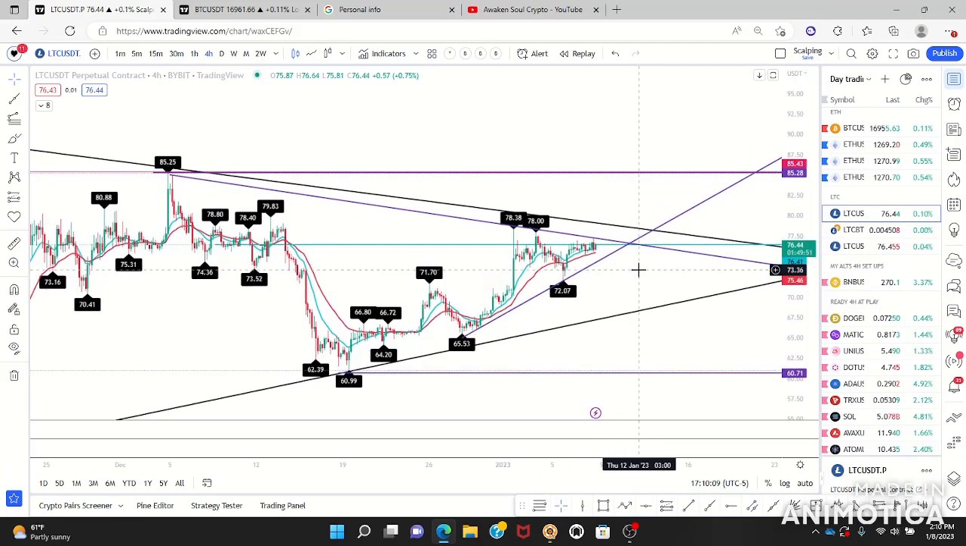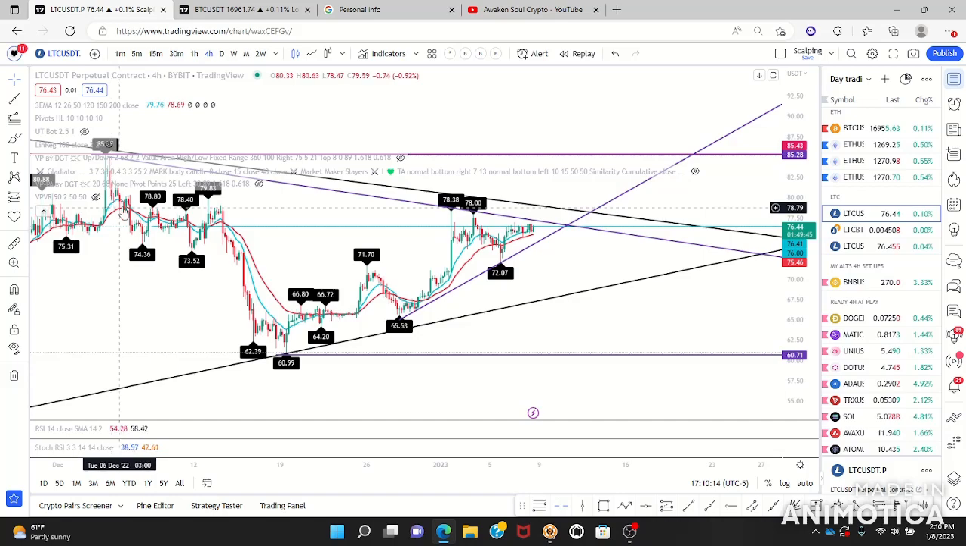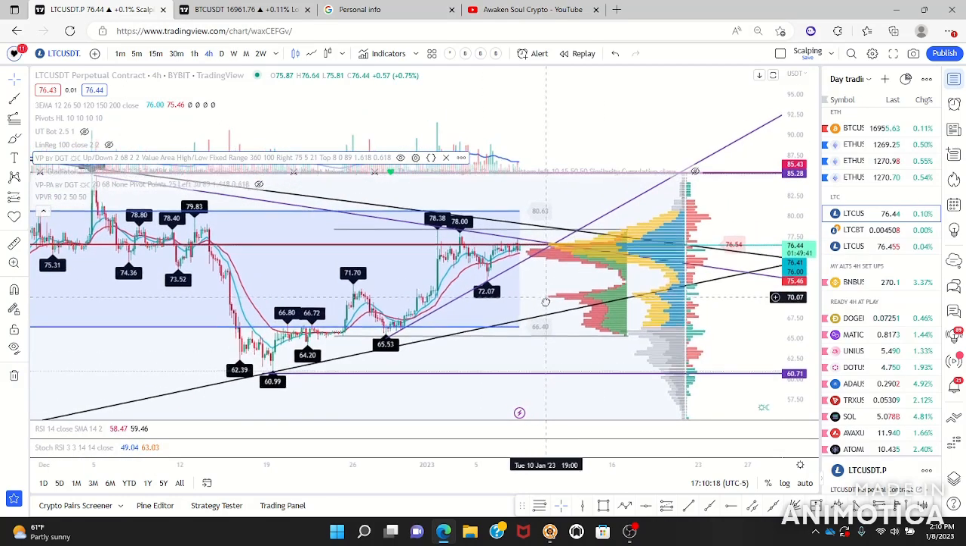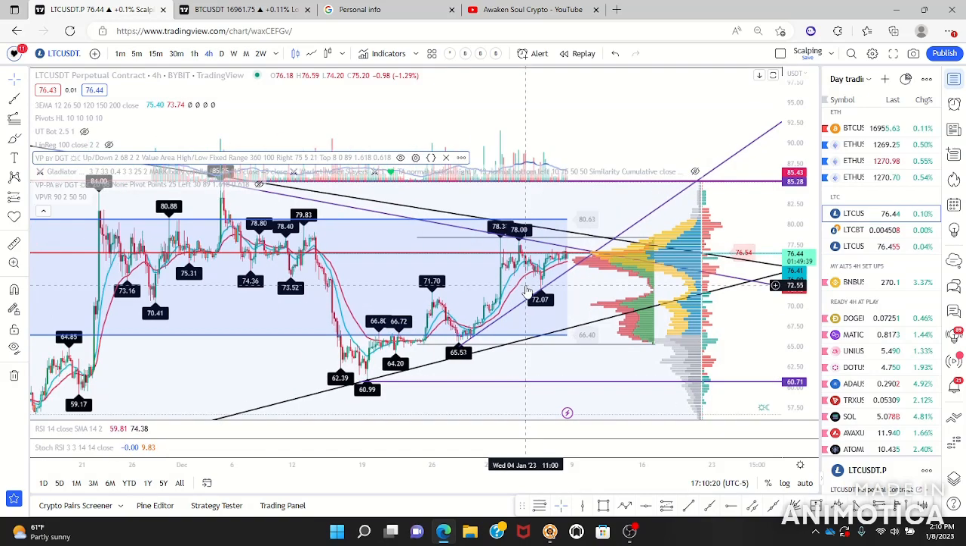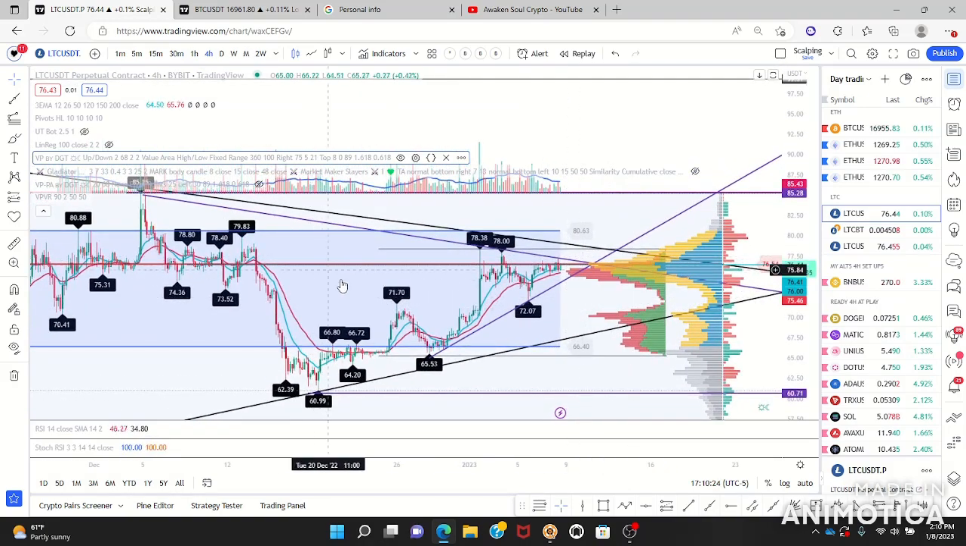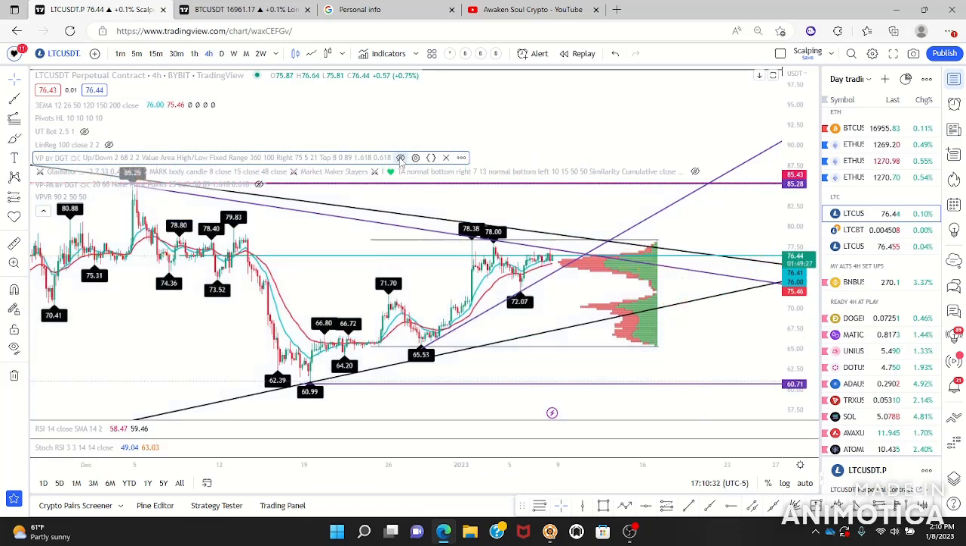Something's about to happen. Okay, so now let's go ahead and turn on our VPVR to see where our point of control is. And it looks like the 4-hour point of control is also located where the daily point of control is. So we don't have to mark it.